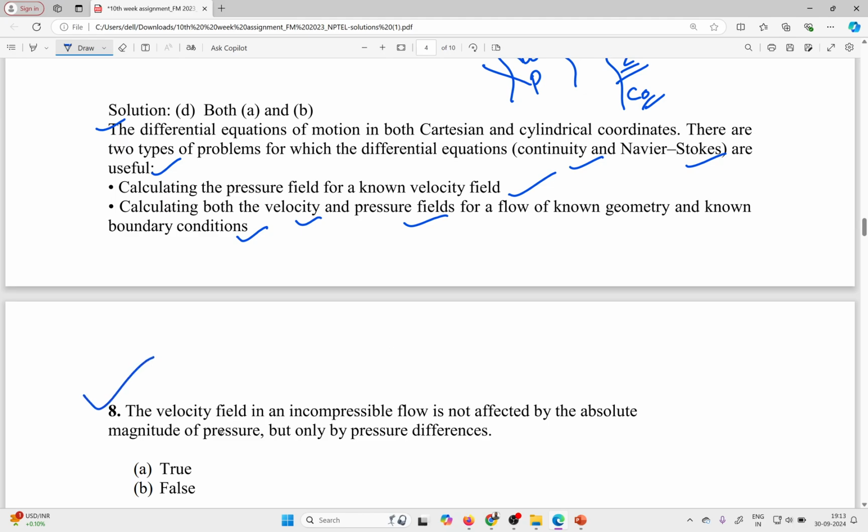Question number 8 is about, the velocity field in an incompressible flow is not affected by the absolute magnitude of the pressure, but only by the pressure difference. Which is true or false? You try to give your answer. The velocity field in an incompressible flow is not affected by the absolute magnitude of the pressure, but only by the pressure difference.